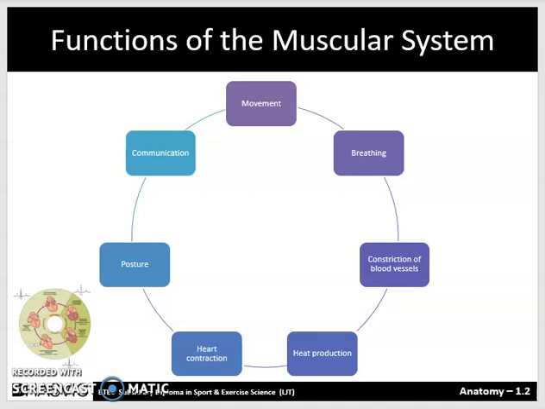Heart contraction is the fifth function of the muscular system, and heart contraction is called systole. In systole phase, ventricles contract and pump blood out of the heart to the arteries. There is a phase of relaxation that occurs with the heart as well, which is called diastole. In diastole, the heart ventricles are relaxed and the heart fills with blood. One cardiac cycle is completed when the heart chambers fill with blood and the blood is pumped out from the heart to the rest of the body.